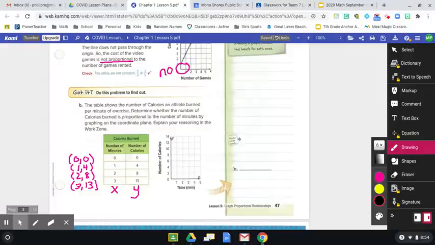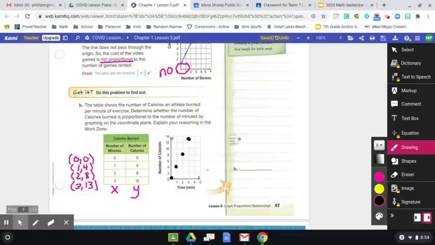So 0, 0 is going to be right there. 1, 4. I'm going to go to the right 1 minute, up 4. My next coordinate point is going to go right there. 2 and 8: over 2 minutes, 8 calories right there. And then this last one, 3 minutes, 13 calories burned. So over 3, up 13. It's going to fall right between 12 and 14, maybe about right there.